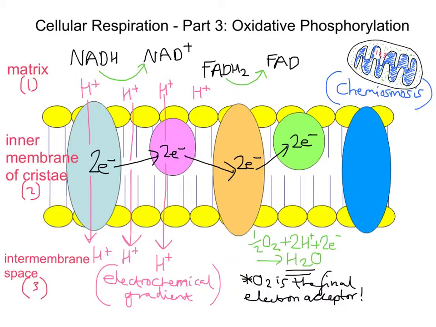Now this is what happens. This last block on this picture, this big blue circle that I have on the side, represents ATP synthase. That's what that blue block represents.